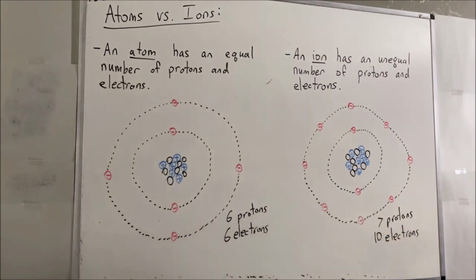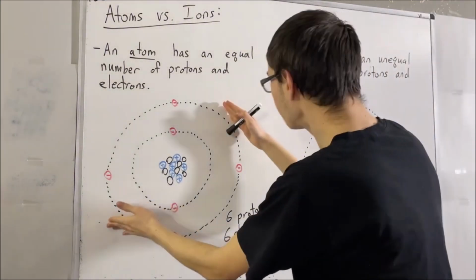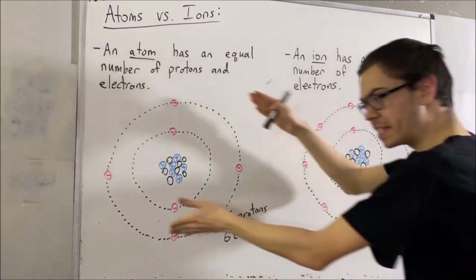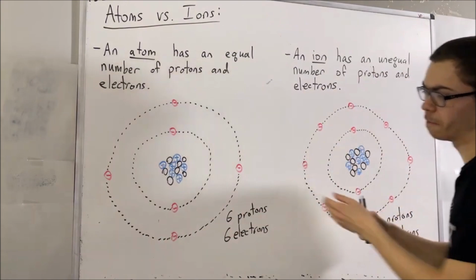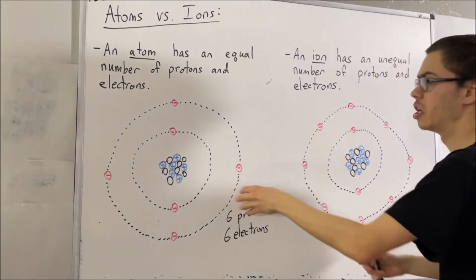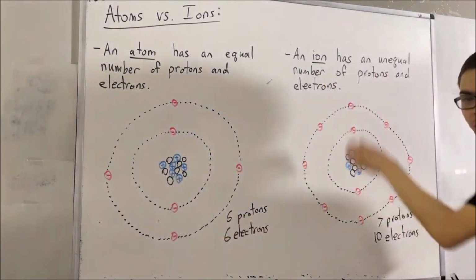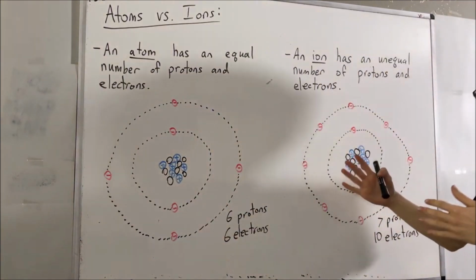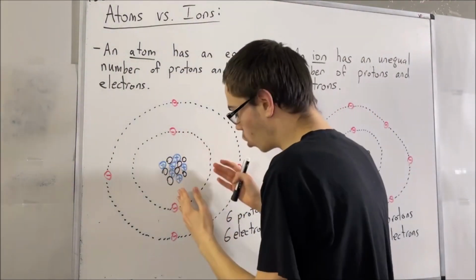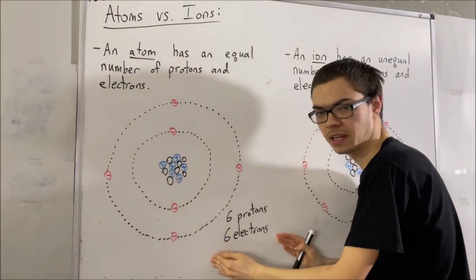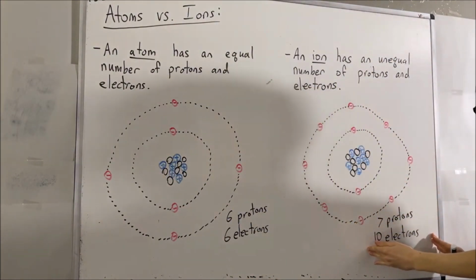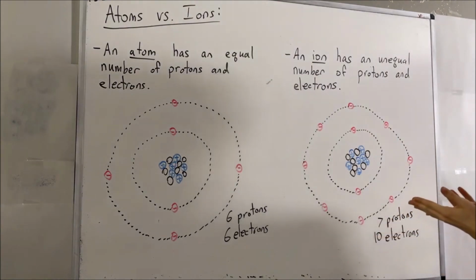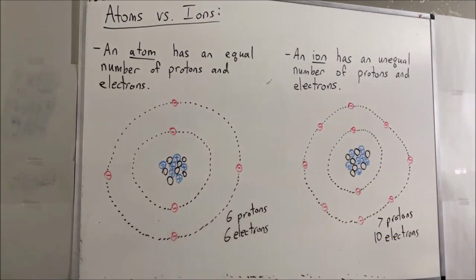Now notice, visually speaking, an atom and an ion have the same sort of structure. They both are composed of protons, neutrons, and electrons. Electrons move around the nucleus. The difference is that atoms have an equal number of protons and electrons. Ions have an unequal number of protons and electrons. And so that's pretty much the idea.